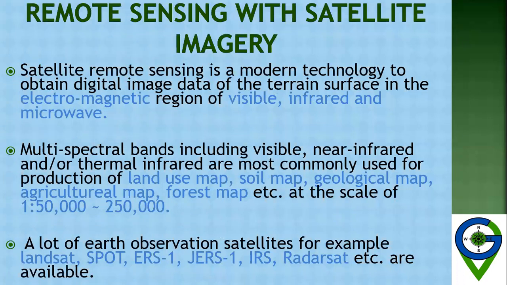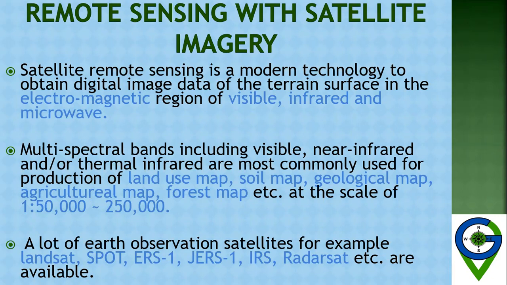So, remote sensing with satellite imagery. Satellite remote sensing is a modern technology to obtain digital image data of the terrain surface in the electromagnetic region of visible, infrared and microwave region. The multispectral bands, including visible, near infrared or thermal infrared, are most commonly used for the production of which type of maps? Land use maps, soil maps, geological maps, agricultural maps, forest maps, etc., at a scale of around 50,000 to 250,000.